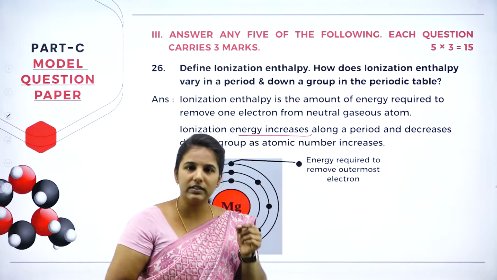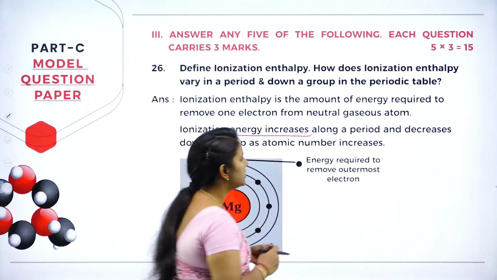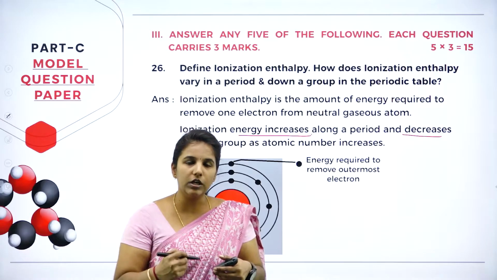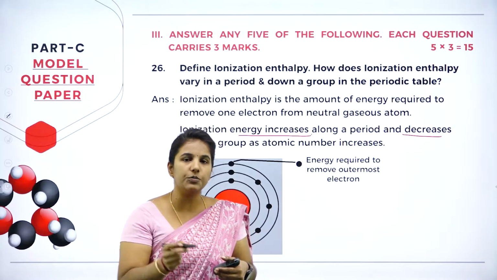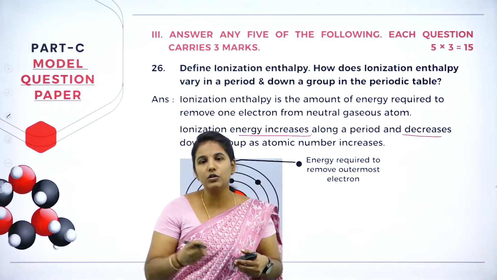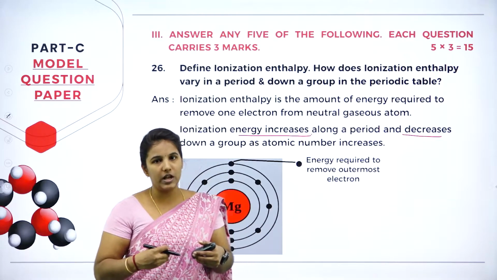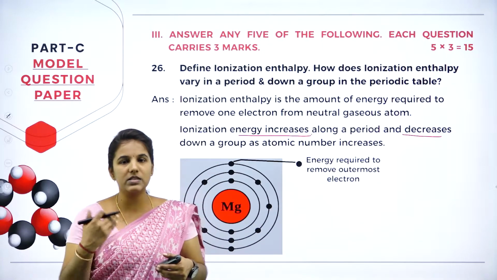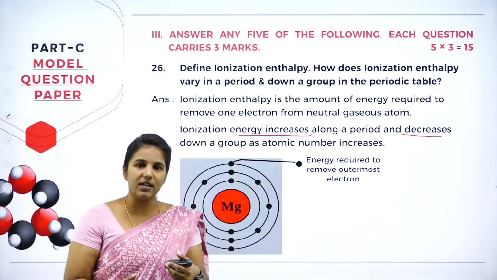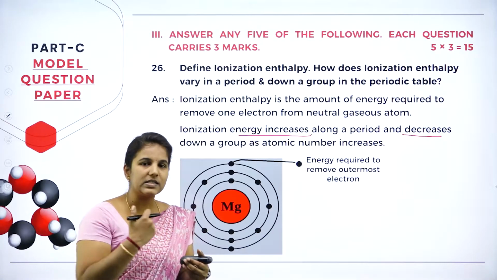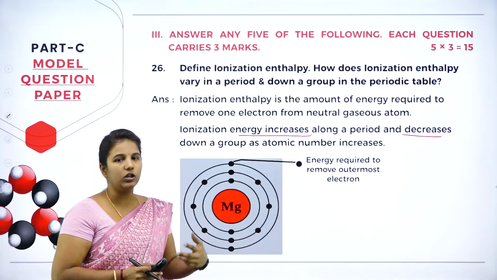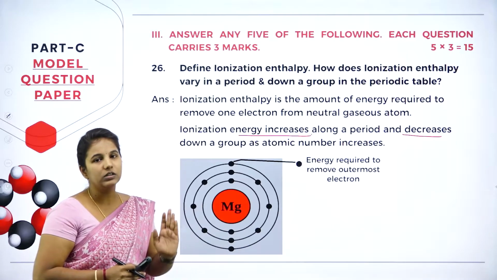But as we move down the group, the ionization energy decreases. That is mainly because as we move down the group, the number of shells increases. As the number of shells increases, it is easier to remove the electron from the outermost shell, so it starts decreasing. Because the atomic size increases down the group and decreases along the period, the ionization energy increases along the period and decreases down the group.